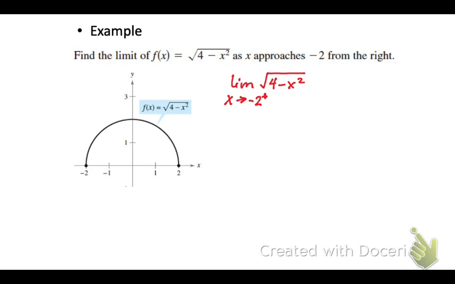Okay? Wait, give me a second. So we're going to do it from both the left and the right. We're going to start with the right, though. Okay. So, approaches negative 2 from the right. So that's this way, correct? What do I get? No. What's my y as x approaches negative 2 from the right? 0. Oh yeah, sorry.